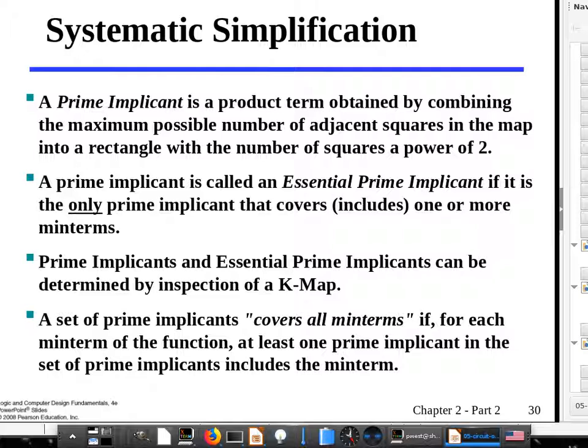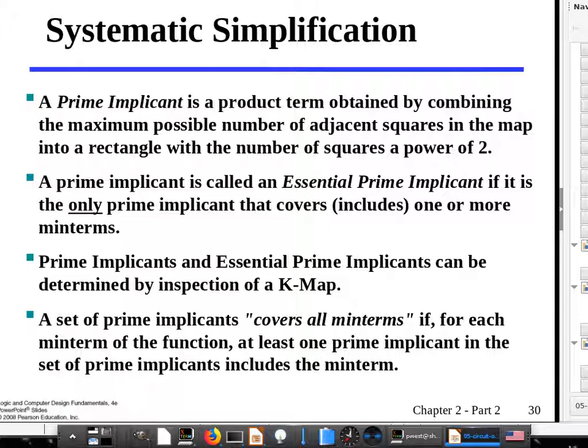to optimize your circuit. The first thing it needs to do is look at what's called a prime implicate, and it's a product term obtained by combining the maximum possible number of adjacent squares in a map into a rectangle with the number of squares a power of 2. Wow, that was a mouthful.